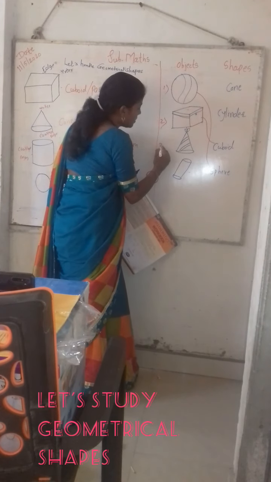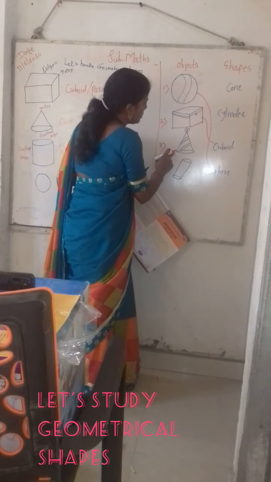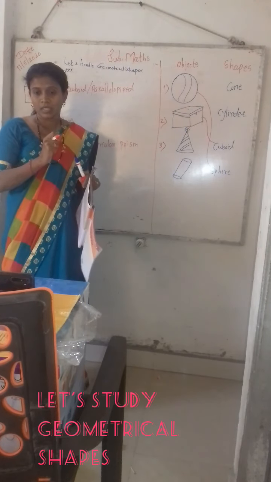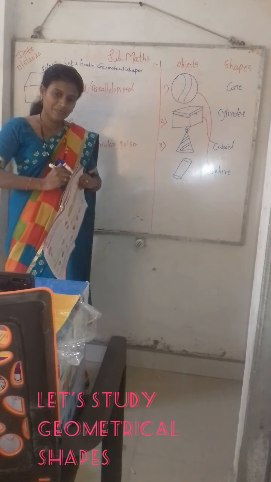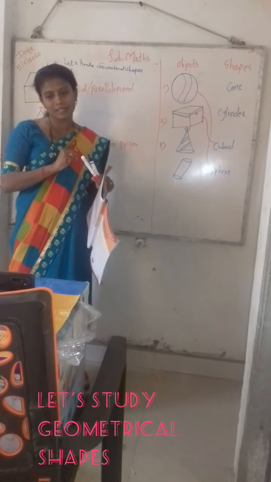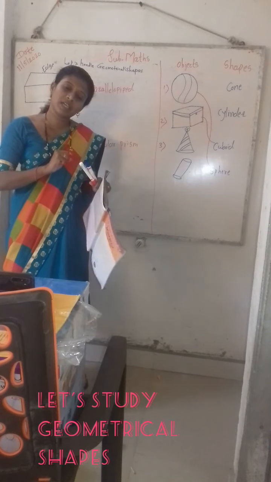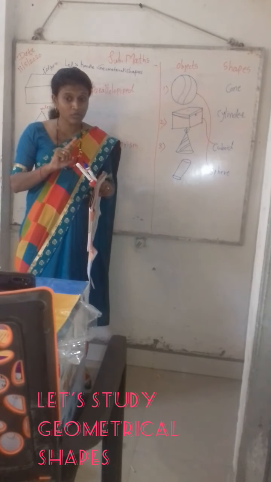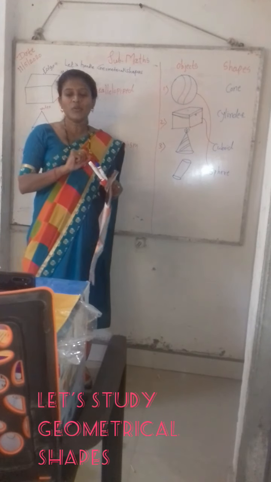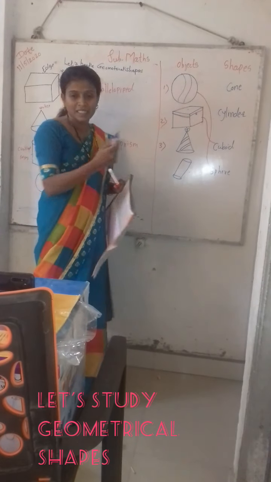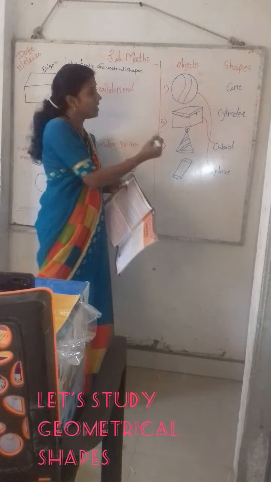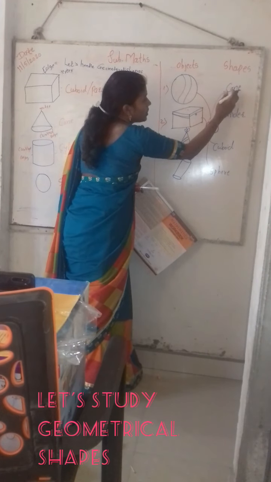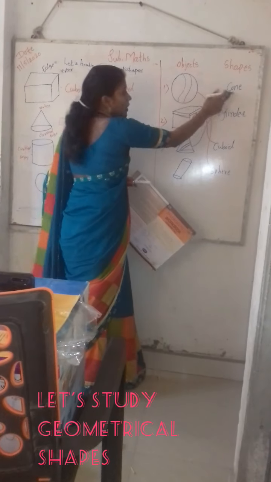Our third shape is a cone. We can compare this shape with an ice cream cone, where we eat ice cream. Everyone likes ice cream cones, right? Everyone likes ice cream a lot. In summer we always eat ice cream, but now don't eat ice cream because of corona. So we can match this cone shape with the name cone.